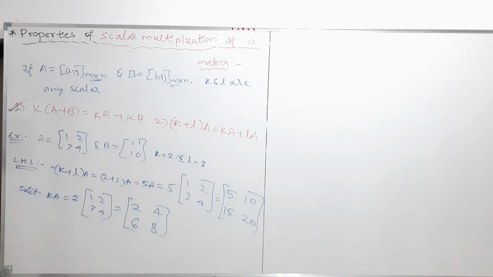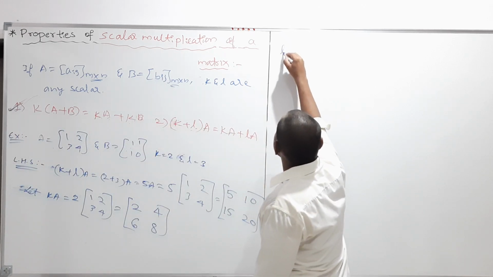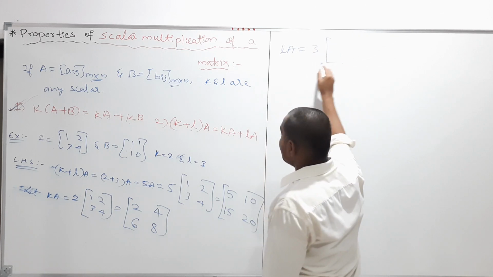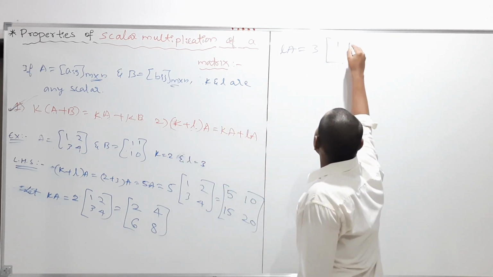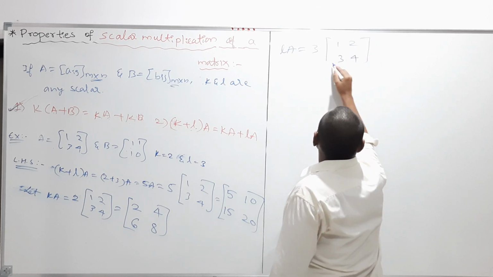This is the KA value. Next, my dear students, let's discuss the LA value. So L into A. What is the L value? 3 into the A matrix, which is 1, 2, 3, 4.